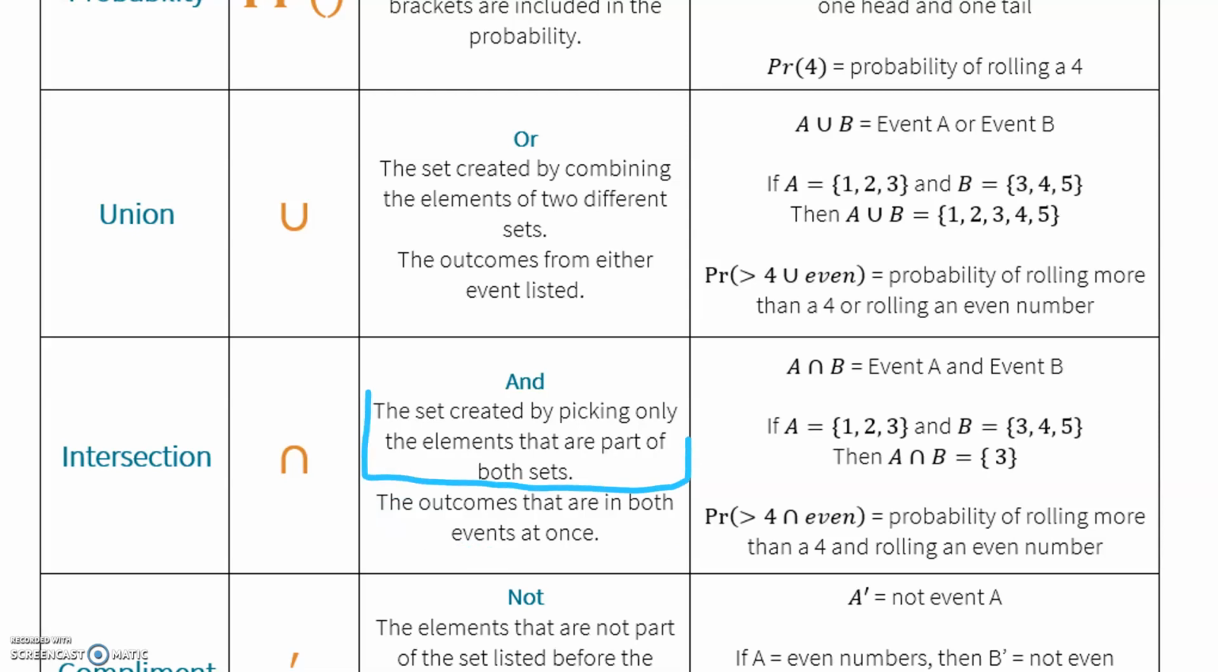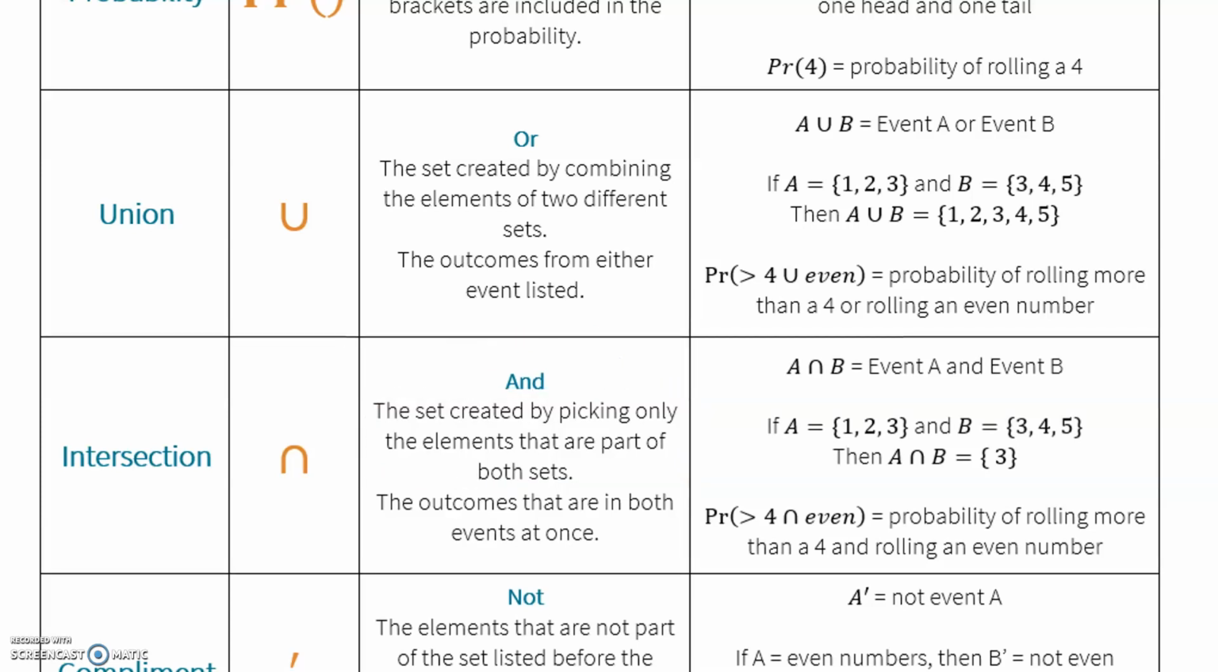And if we describe it more formally in terms of set notation, it's the set created by picking only the elements that are part of both sets. So if we have set A and we have set B, we're only going to combine the parts that are the same, the elements that are the same, none of the ones that aren't the same.